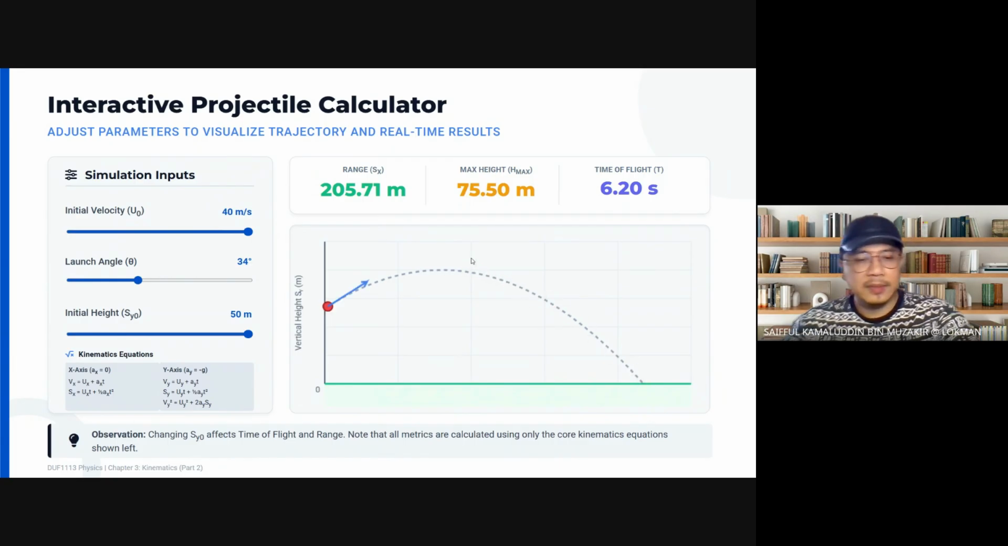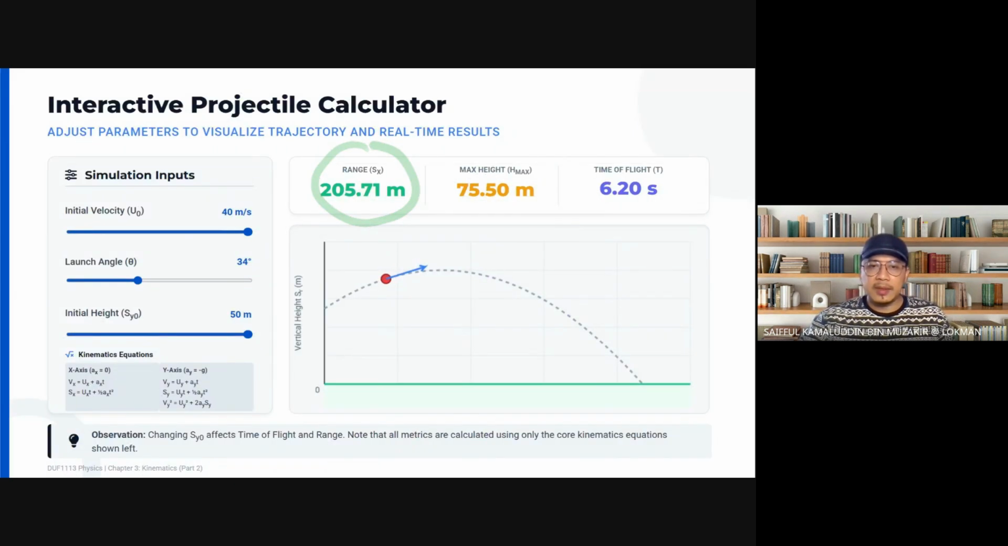So similarly, you could calculate the range. The range means from here to there. This is the range. This is the x-axis. This is the initial position on the x-axis. This is the final position on the x-axis. So the range is the shortest distance between the initial and final position on the x-axis. So our sx equals ux t. That's it. From this one.